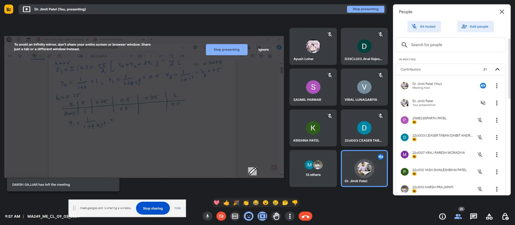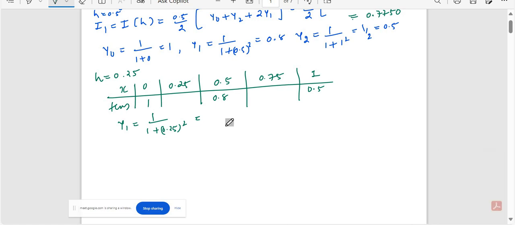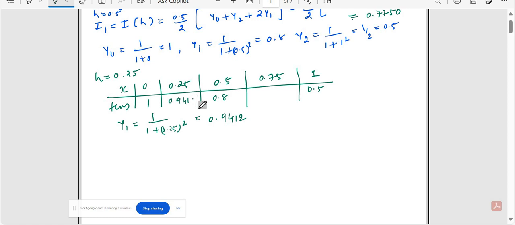Somil, are you there? Yes, sir. I'm calculating the whole sum. After that, I will start answering. Okay. Yes, Ayush, what do you get? 0.8858. No, it is not correct. 0.9412. Very good. Yes, 0.9412. Now your y2 and y3 will be 1 upon 1 plus 0.75 whole square.